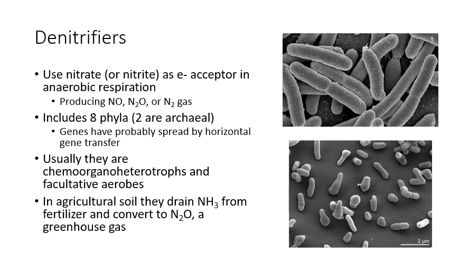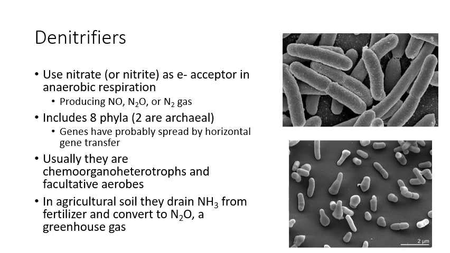A lot of them are chemoorganoheterotrophs though, and a lot of them are facultative aerobes. So even though when they're using nitrate or nitrite as an electron acceptor, that does mean that they are doing anaerobic respiration since it's not oxygen, a lot of them would be able to switch to using oxygen if it became available.